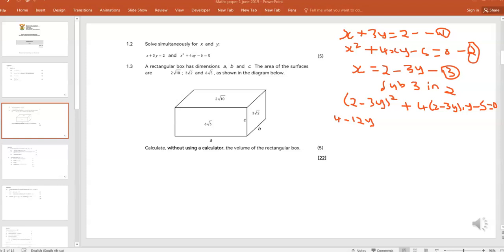The remaining one now: again, the negative 3y will need to multiply the other negative 3y. So negative 3 times negative 3 will be positive 9. So it will be positive 9y squared.